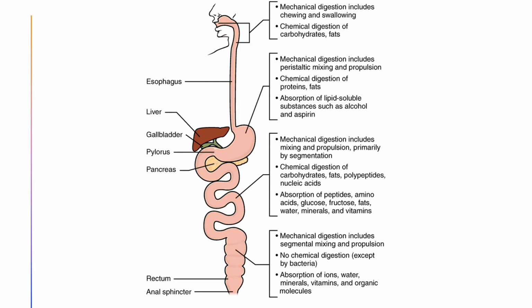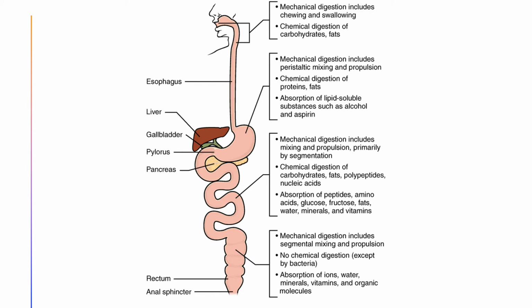So we're going to look at chemical digestion and where that occurs throughout the body. Specifically, we'll look at the chemical digestion of carbohydrates, proteins, and lipids. A little bit about digestion in general: mechanical digestion is just the digestion that your body does to the food itself. So mechanical digestion includes chewing and swallowing in the mouth, peristaltic mixing and propulsion in the stomach and the esophagus, more mixing and propulsion in the small intestine, and then segmental mixing and propulsion in the large intestine.